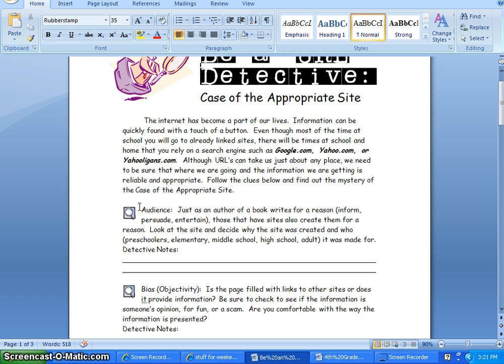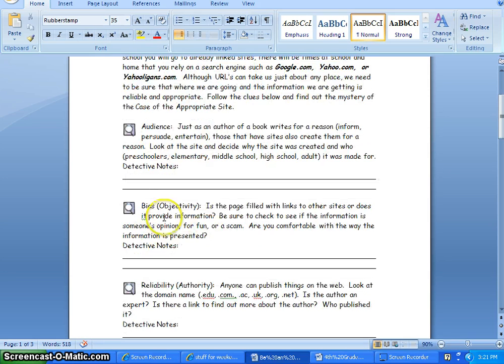There are sites that are written so that anybody could enjoy it and get information and facts from it. In this area right here, you will be taking notes and telling us whether the website was to inform, persuade, or entertain. And you will also be telling us if it was for preschoolers, elementary, middle school, or a wide range of ages. The next thing is bias or objectivity.